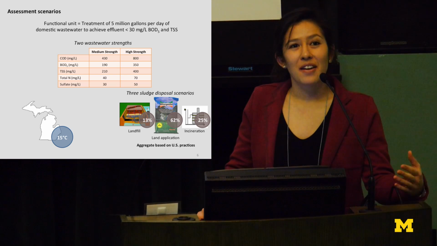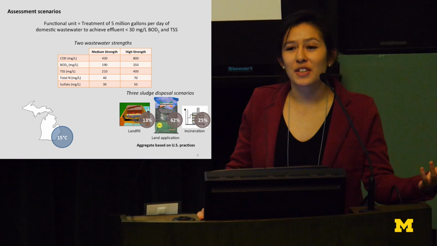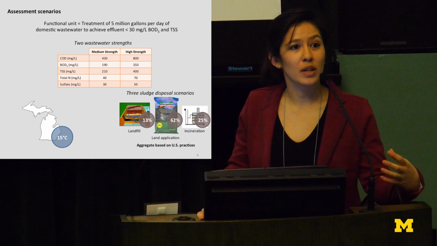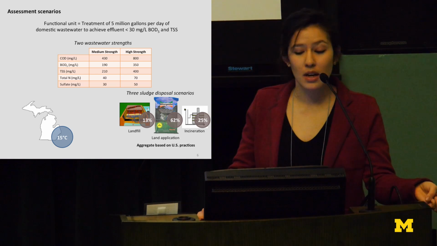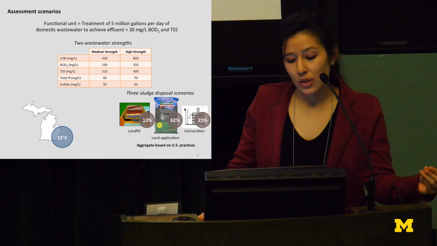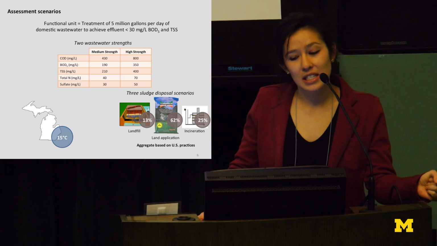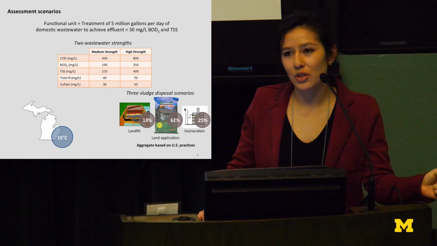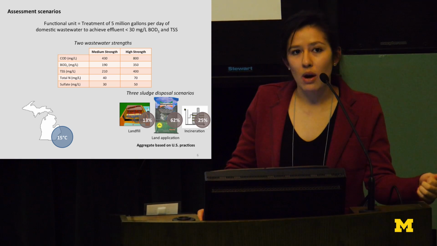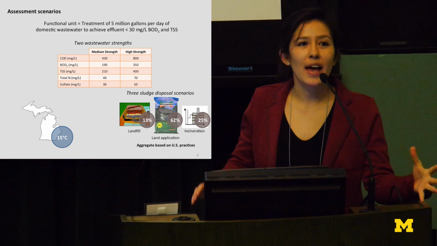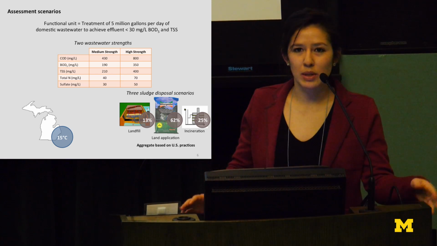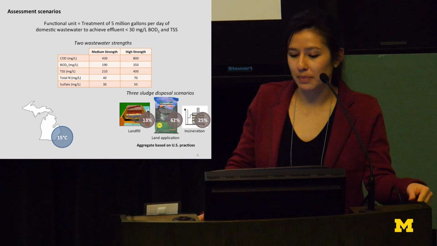And this would be, for example, as water conservation efforts go into place or in areas with less precipitation or newer infrastructure, we're going to start to see higher concentrations, higher strength domestic wastewater. And then we used a wastewater temperature of 15 degrees C, and we looked at 3 different sludge disposal scenarios. And to simplify some of our results, we also considered a hypothetical aggregate sludge disposal scenario, which is based on the average US practices for sludge disposal.